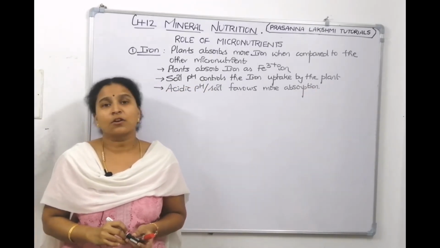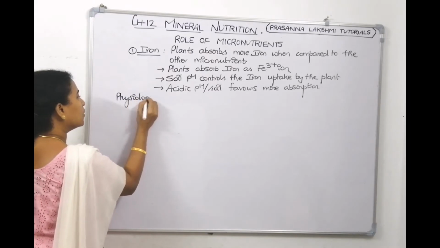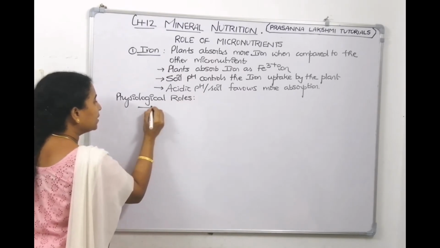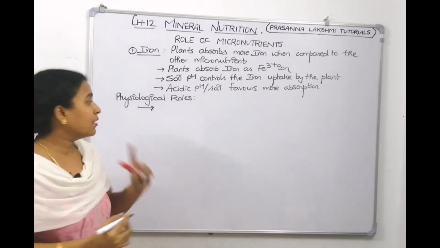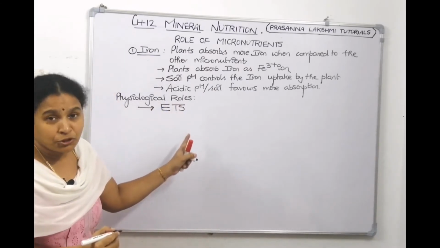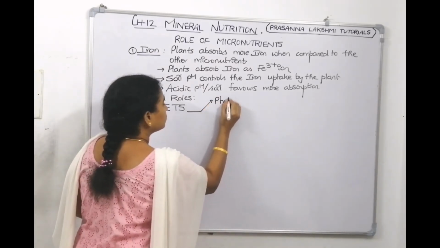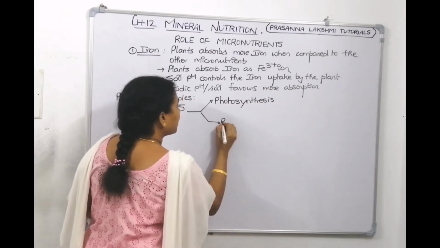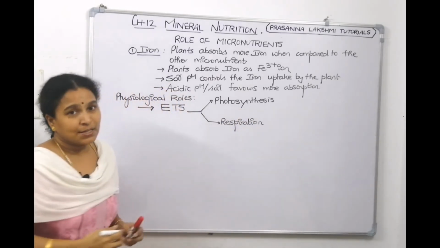Now let's talk about the physiological functions of the iron. So what are the physiological roles of iron? Right? Now we were talking about electron transport chain. We were talking about in mineral nutrition also we talked that there is a chain called electron transport chain. This electron transport chain or electron transport system comes in photosynthesis also, and we can see this electron transport system in respiration also.